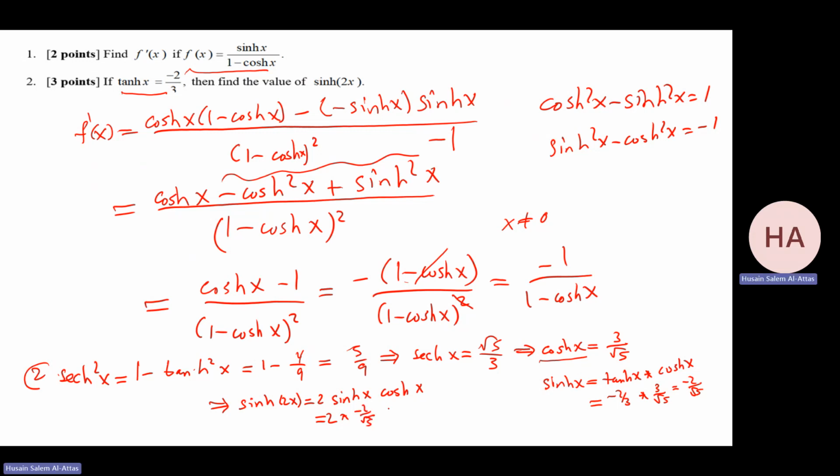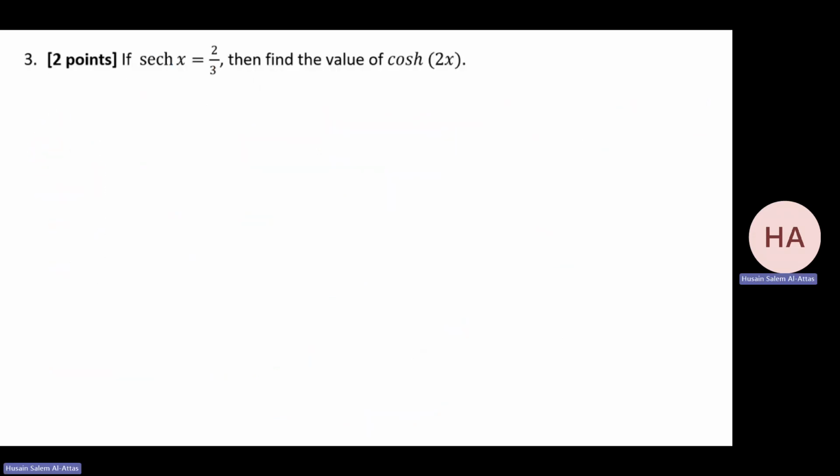Cosine hyperbolic x is 3 times square root of 5. That gives me minus 12 over 5. That will be the answer. Okay. For the second part, this is 1. This is 2.